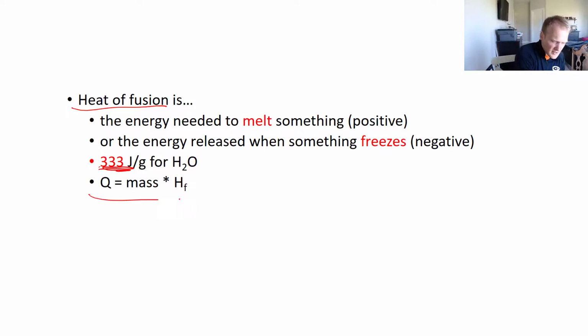And you'll notice this equation is very similar. Q is how much heat it takes, and equals mass times the heat of fusion, which if we're dealing with water, which you'll always be dealing with water, is 333 joules per gram. The only trick here is you've got to pay attention. If it's melting, that means it's taking on energy, which means this 333 would be positive. But if it's freezing, that means it's giving off energy, so we'd have to turn this 333 negative.